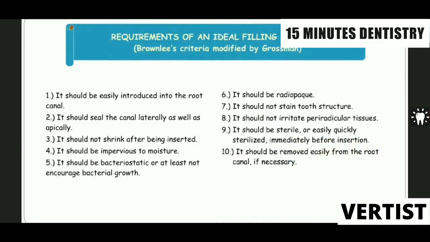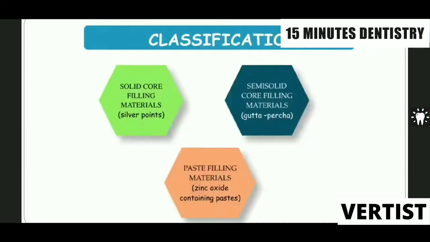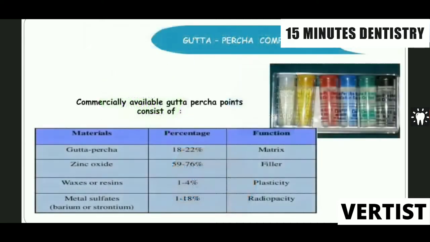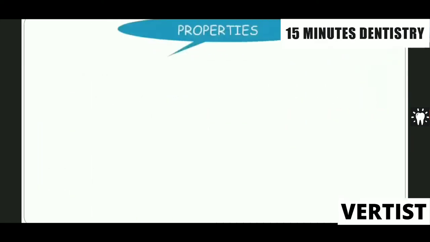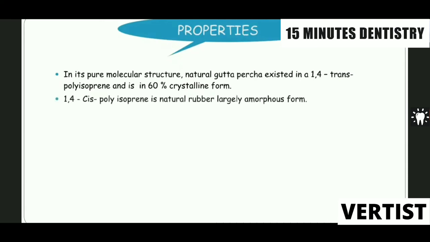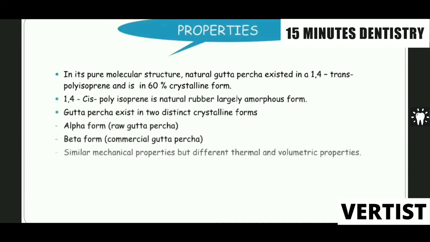Ideal requirements, you all know, for Gutta Percha: it should not be irritating, should fill, should not shrink, should be impervious to moisture, bacteriostatic, etc. And these are the different types of materials: solid core, filling paste, and filling materials. Gutta Percha is one of the most commonly used, having classically zinc oxide, waxes and metal oxides. The important property is that it exists in beta form, and when it is plasticized, it turns into the alpha form.